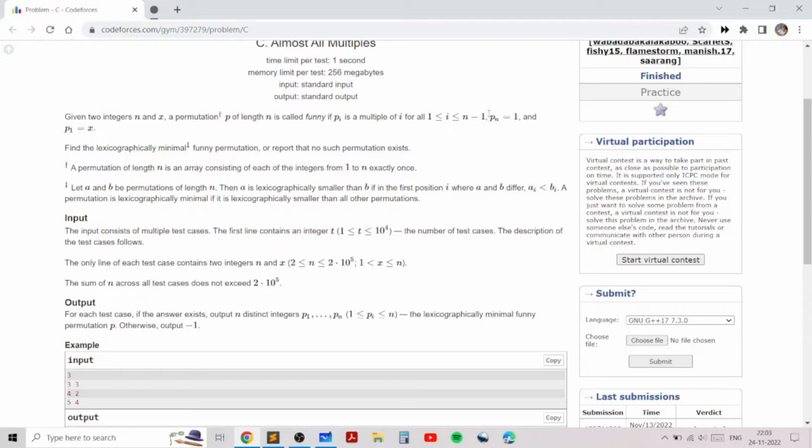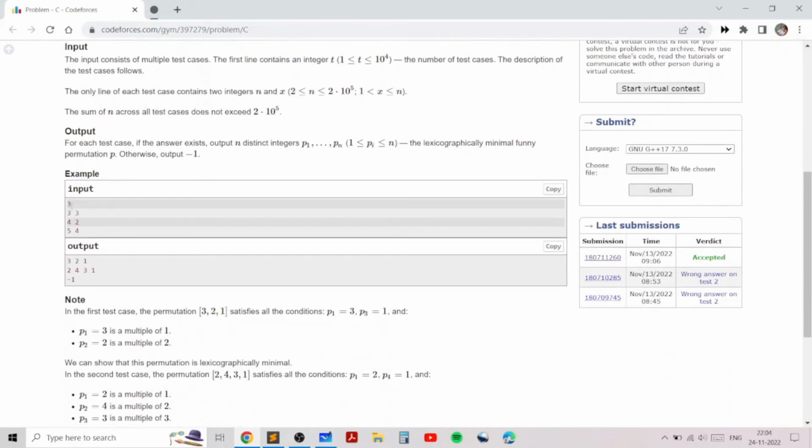So obviously 1 will divide any number. So we can see that 1 divides x, and this condition is met for i is 1. So we need to ensure that for all i going from 2 till n minus 1, i divides Pi, or Pi is a multiple of i. And we need to print the minimum such permutation if it exists. If it doesn't exist, we need to print minus 1.